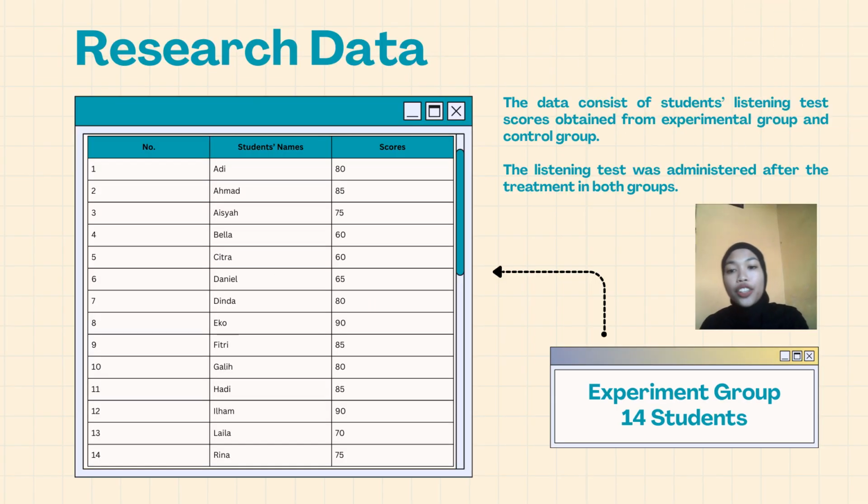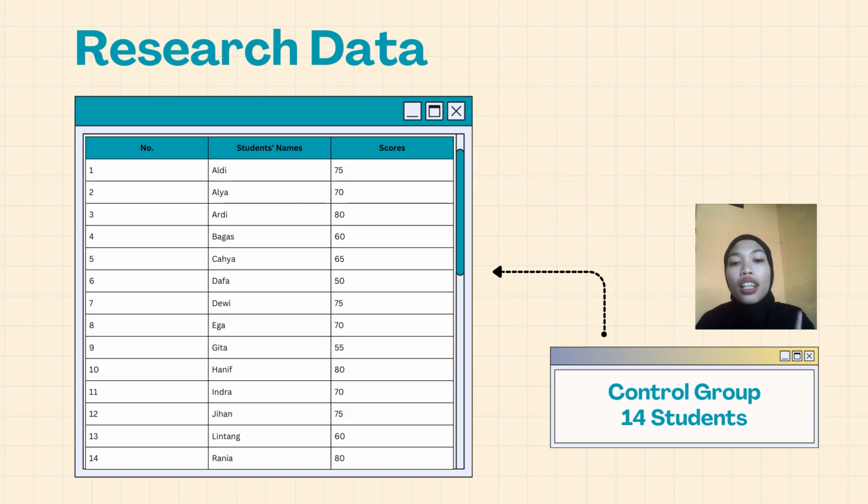The research data here consists of student listening test scores obtained from the experimental group and control group. The listening test was administered after the treatment in both groups. Here in the slide, the table shows the experimental group, the student names and their scores. It consists of 14 students, and here is the table of the control group, which also consists of 14 students.